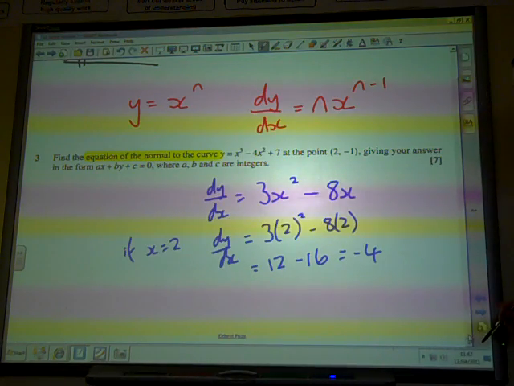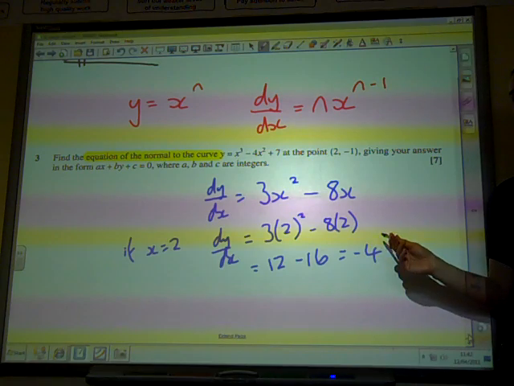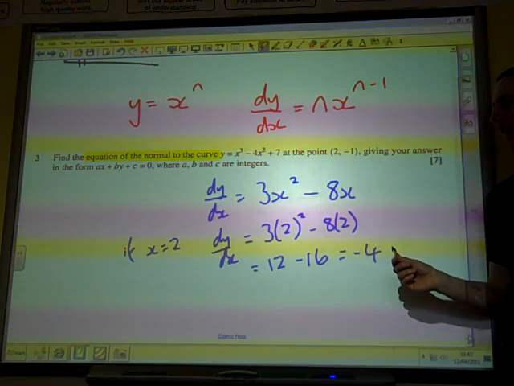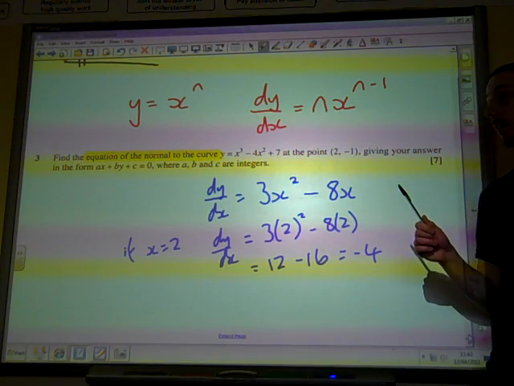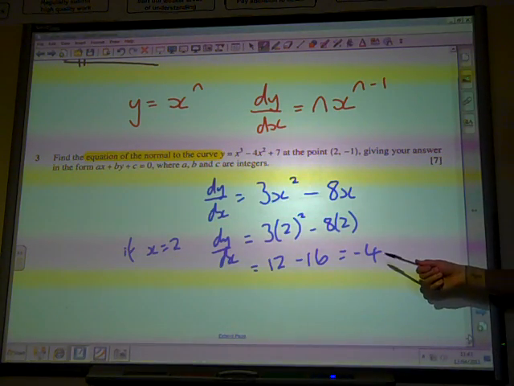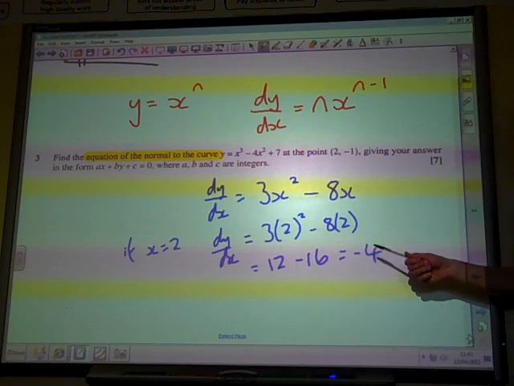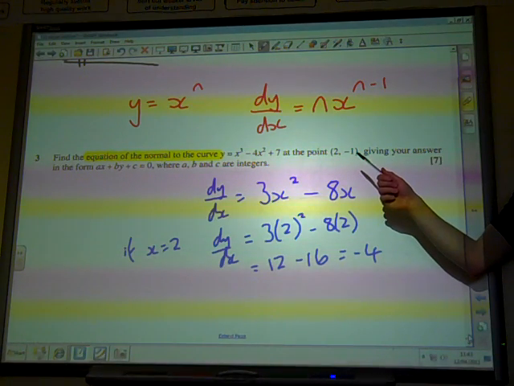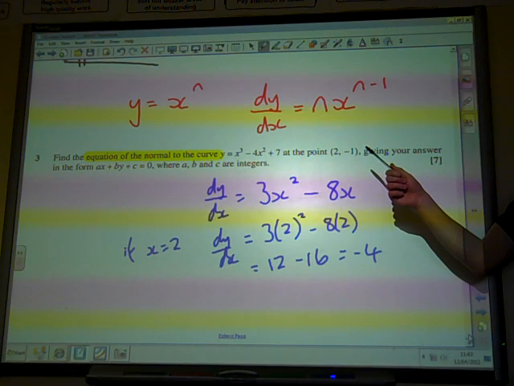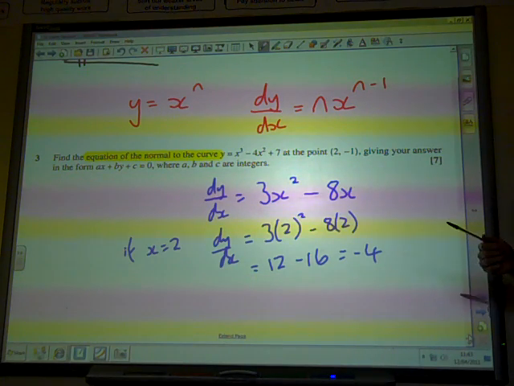Right. Just pausing for a moment. What does that number mean? What does that tell us is happening at point x equals 2? At that point, the gradient of the curve is minus 4. We're after the normal to the curve. What's a normal to a curve? Bit that goes perpendicular to it. Perpendicular to the tangent, so perpendicular to that at that point.